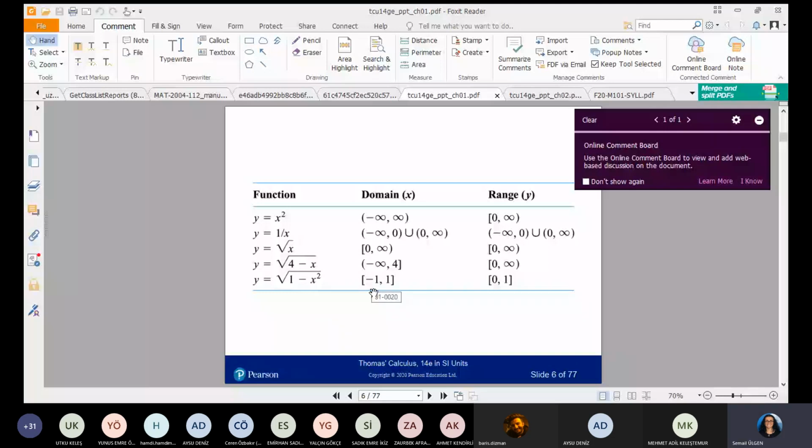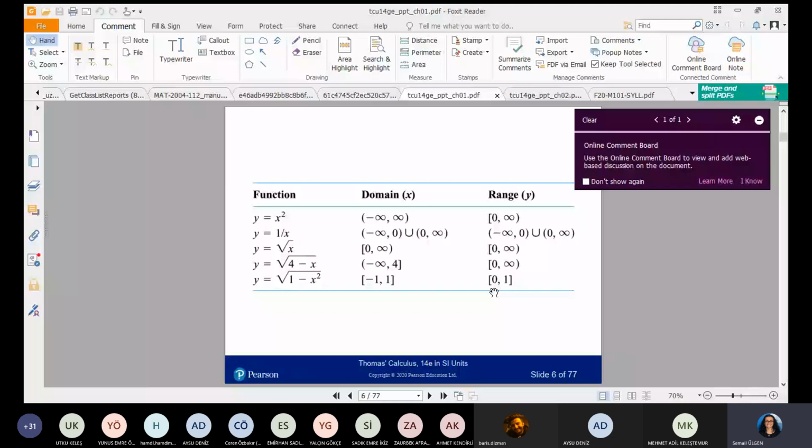If x is equal to 2, 1 minus 2 squared is negative, and the square root of a negative number is undefined. So because of that, the domain has to be between -1 and 1. And the range is going to be 0 to 1 because these values are going to be small numbers. So the square root of that small number is going to lie in here. Okay, these are nice examples.